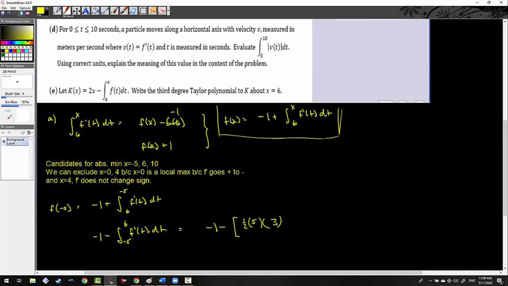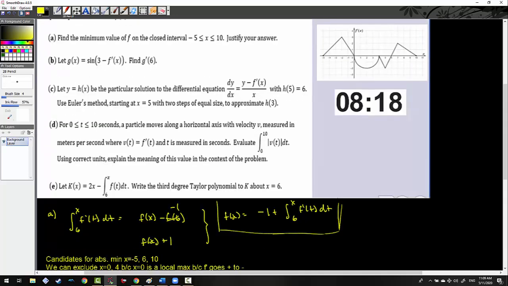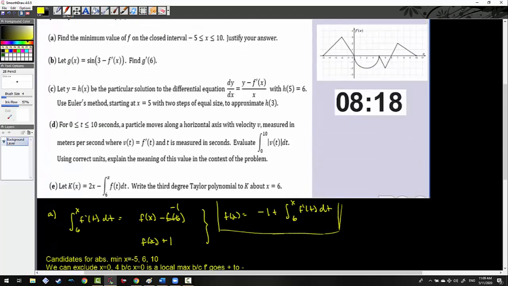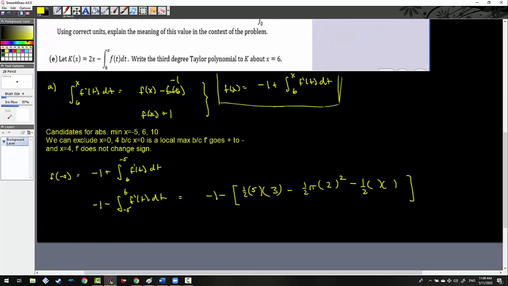And then I'm going to subtract a semicircle that's underneath. So that's going to be minus 1/2 pi r squared, so 1/2 pi, and then r squared is going to be 2 squared. And then I'm also going to subtract a triangle that is underneath. So that's, again, 1/2 base times height, and the base is 2, and the height is -2.